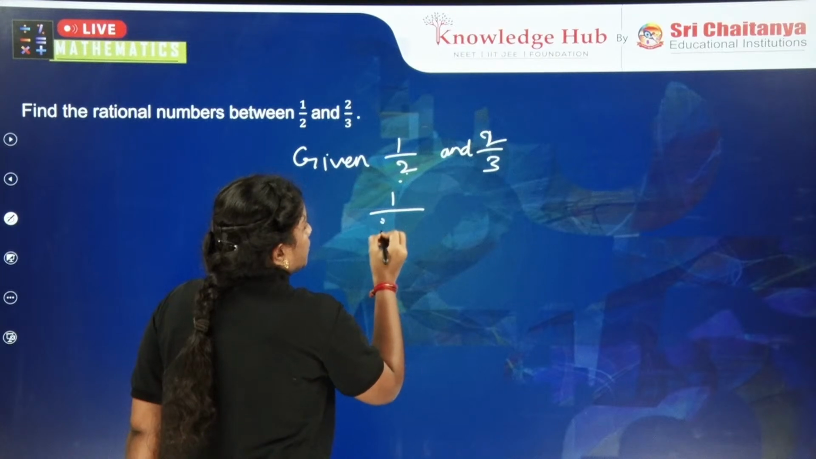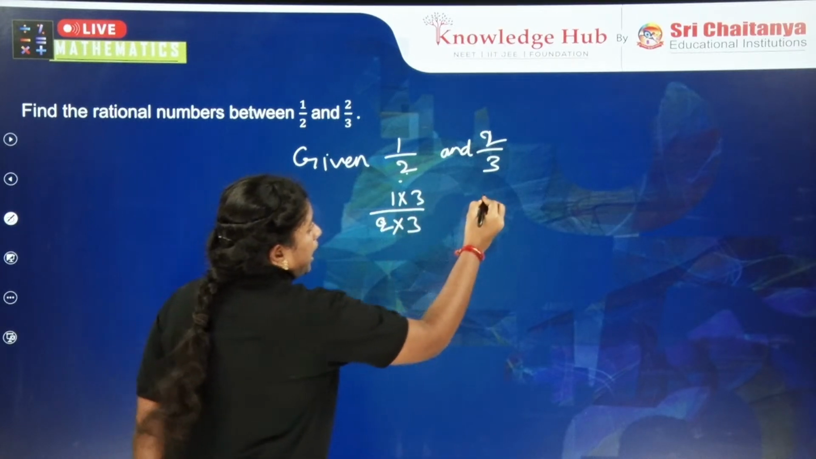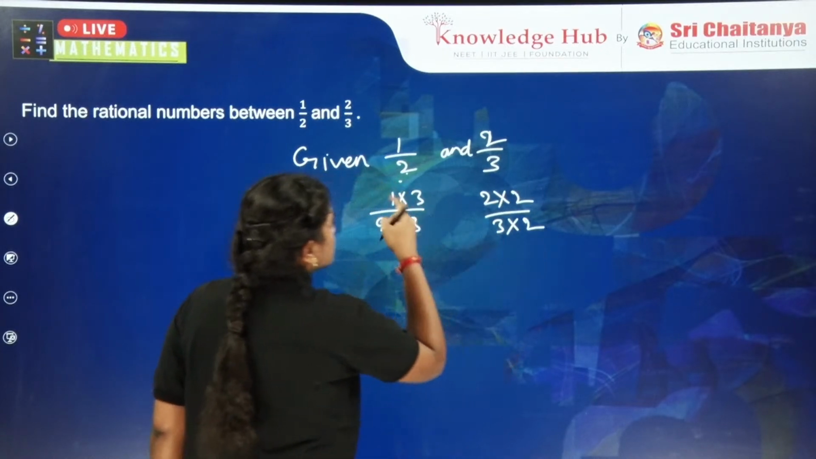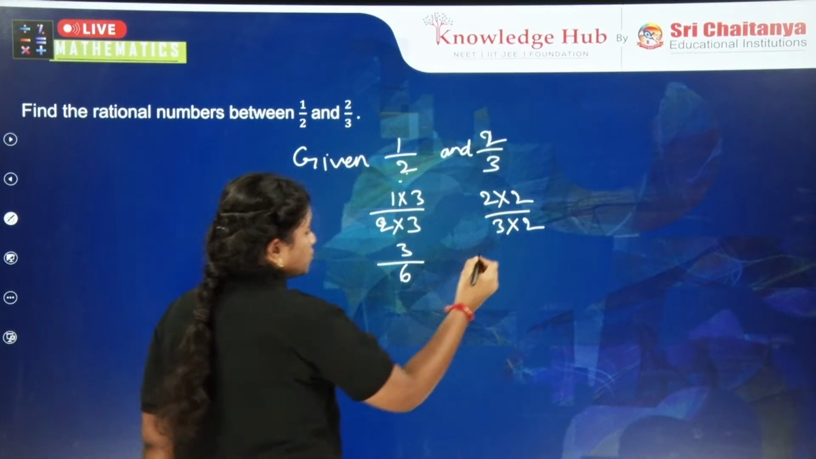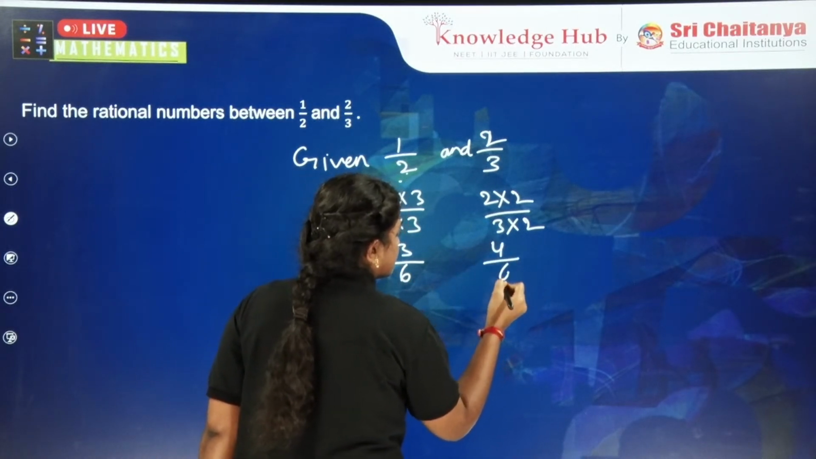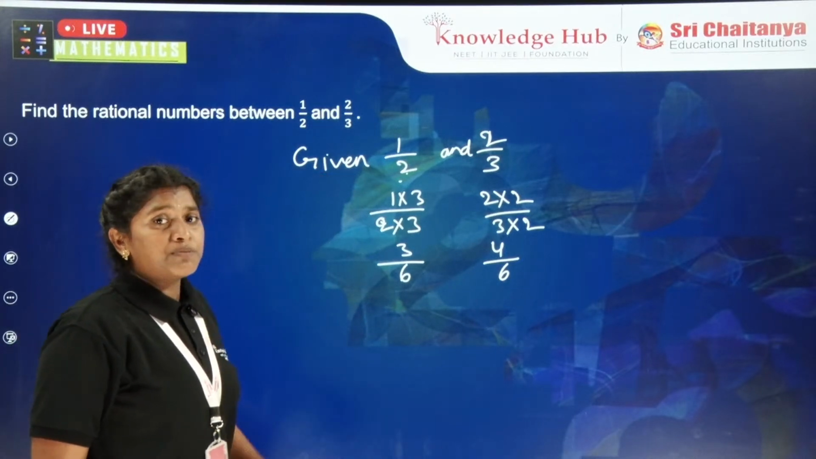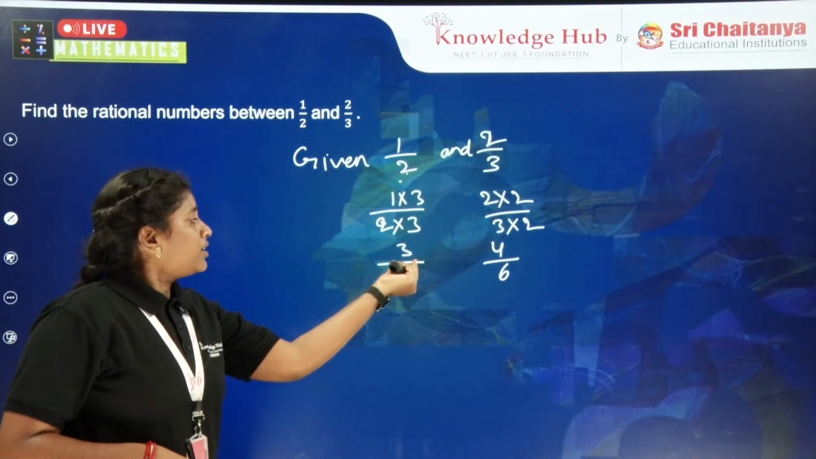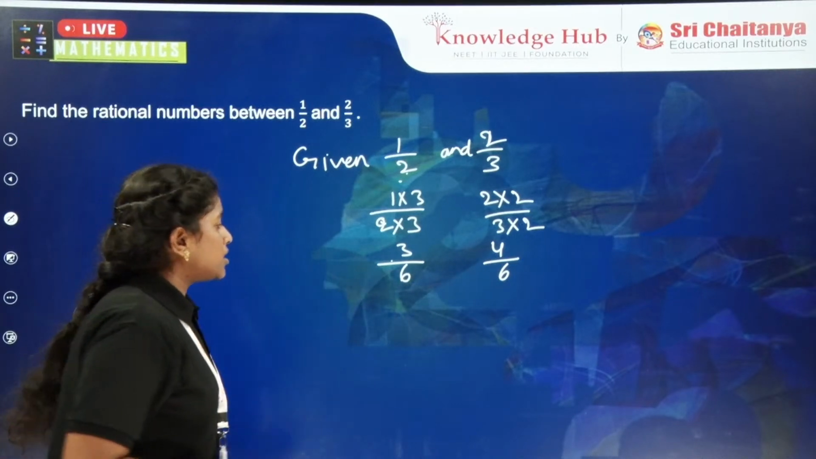So it will become 2 multiplied with 3 and 1 is also multiplied with 3. And 2 multiplied by 2 and 3 is multiplied by 2. So 1 3s are 3, by 2 3s are 6 and 2 2s are 4 and 3 2s are 6. Okay. Now they are asking to find the rational numbers between them. If they are asking about only one rational number, how can we insert? Because after 3 we will get 4 directly. So there is no chance.